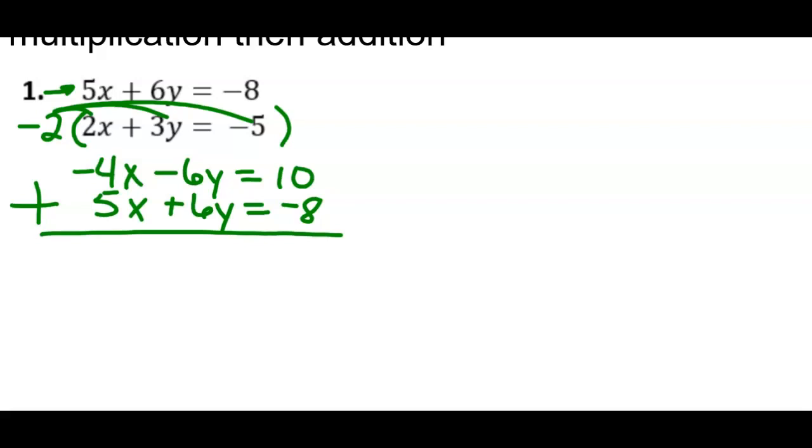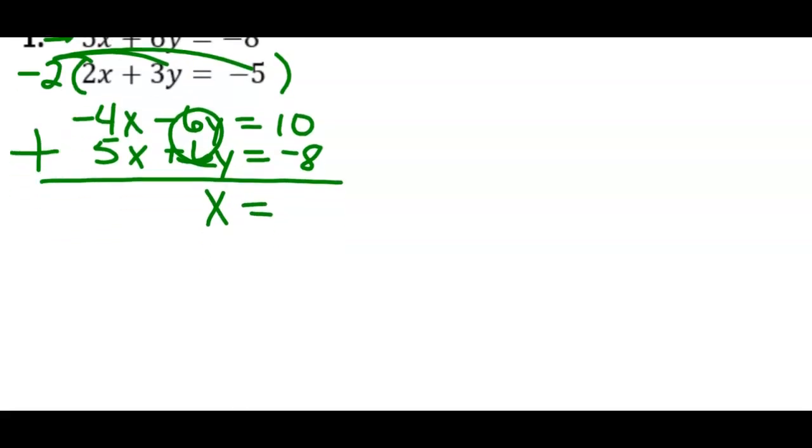Okay? This is going to add to 0. So I'm going to add this. Negative 4x plus 5x is? One x. Do I need to write the 1 in front of there? Nope, because I'm sophomores, right? 10 plus negative 8 is 2. Cool. X equals 2. Now what am I going to do?